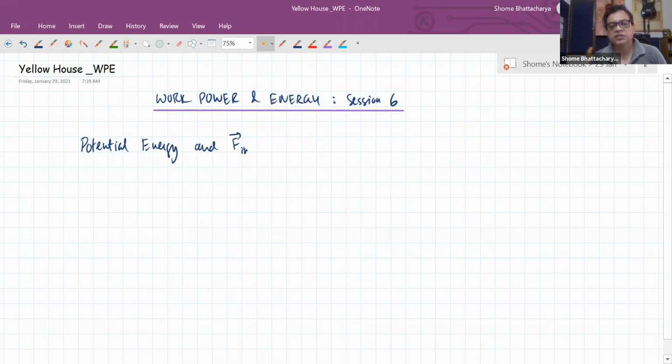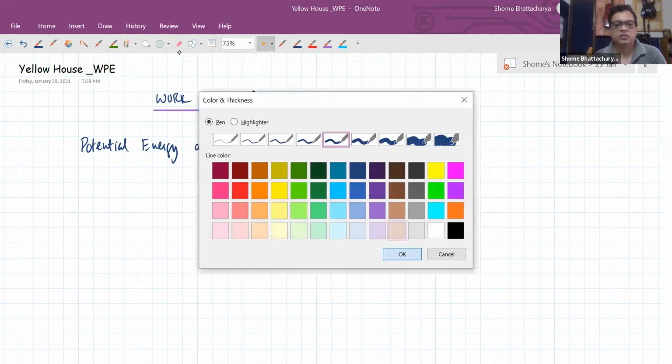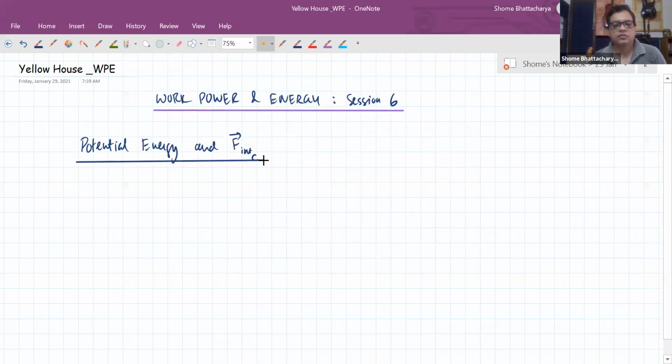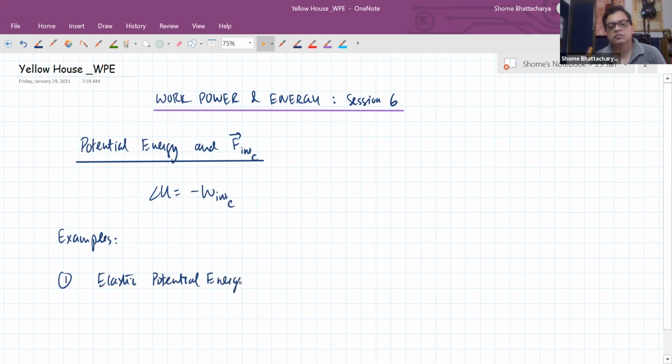And its relation with internal conservative force. The general expression we saw is that in any system, the change in potential energy is negative of work done by internal conservative force. The examples of that we saw, first was the elastic potential energy of the spring. We had seen that delta U of the spring is negative of work done by spring force.